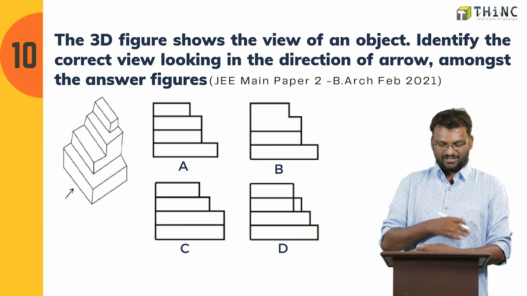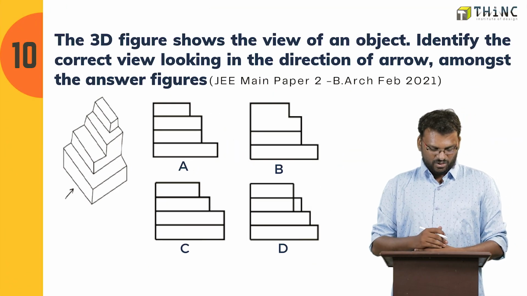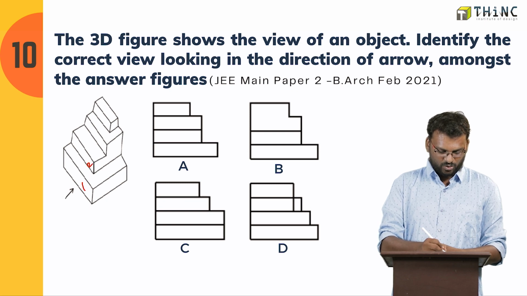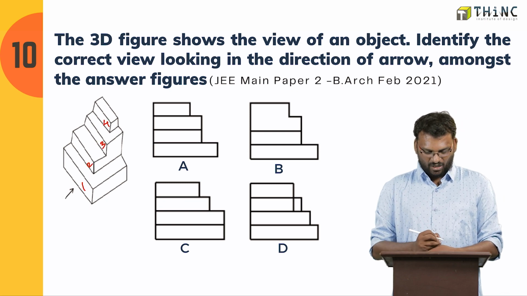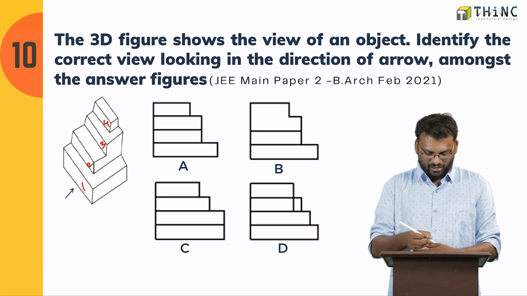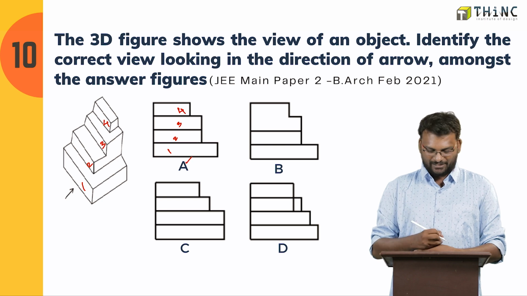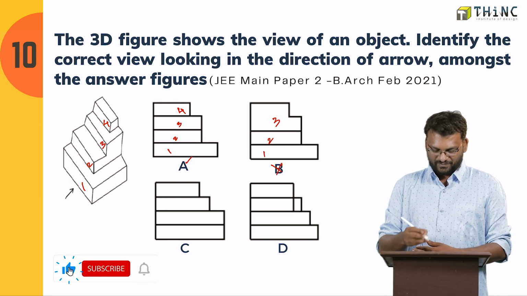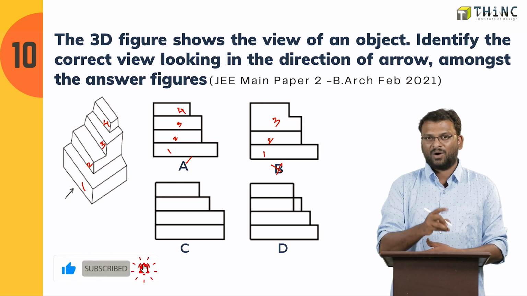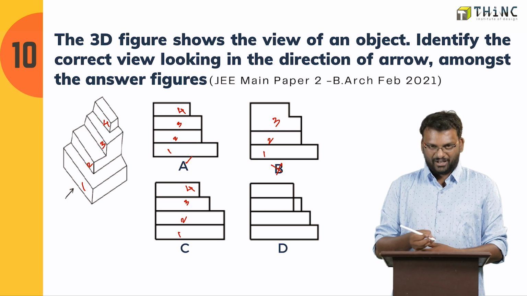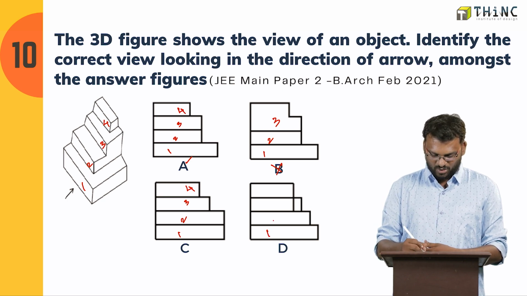So the last question is here. You need to count the surfaces. 1, 2, 3, 4. We just counted from the direction of the arrow. So now we can count here. 1, 2, 3, 4. Okay, option A is okay. 1, 2, 3. It's not fine here. Only 3. Option B eliminated, because we want 4. 1, 2, 3, 4. Okay, 4 is okay.